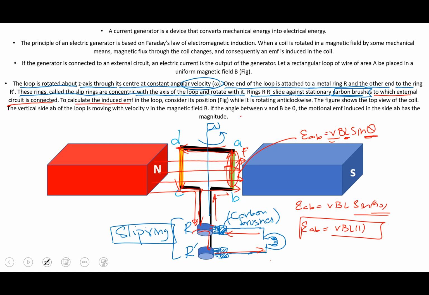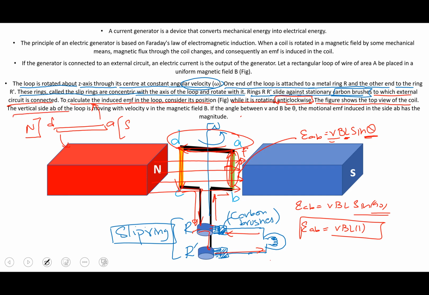To calculate the induced EMF in the loop, consider a position figure while it is rotating anti-clockwise. Now, this whole coil is rotating in the anti-clockwise direction. The figure shows the top view of the coil. Let's say over here, if we see this top view, then this point is A, this point is D. And this is the North Pole and this is the South Pole. So it has to basically rotate in the anti-clockwise direction.